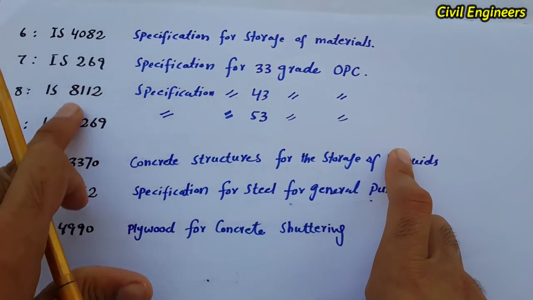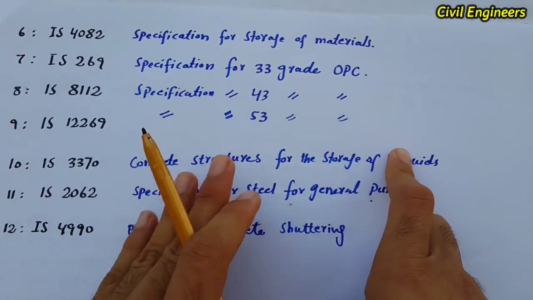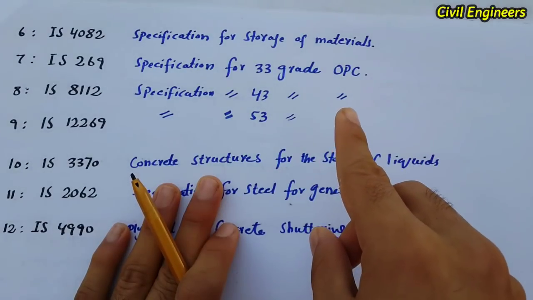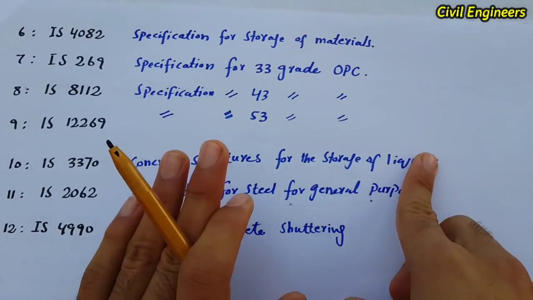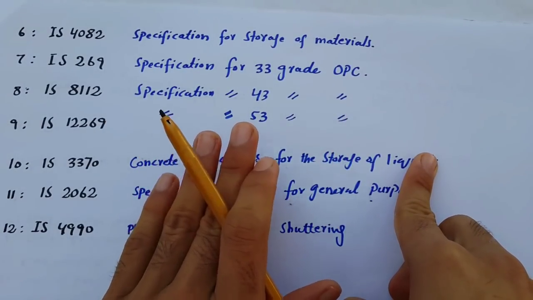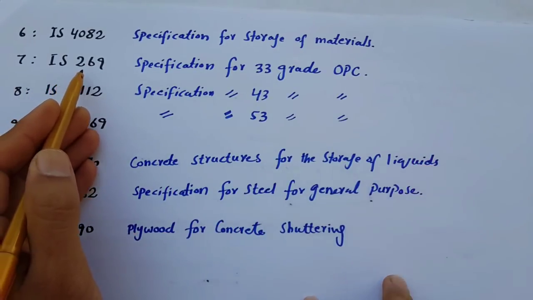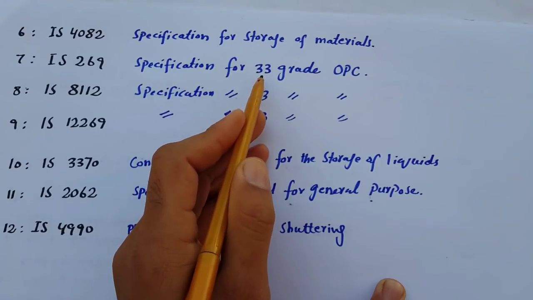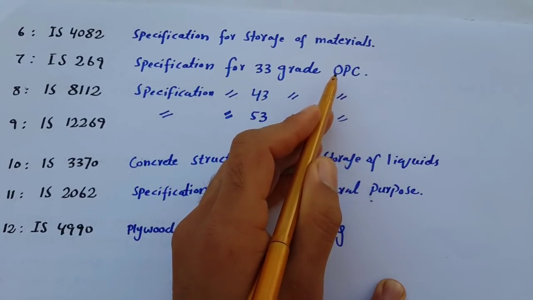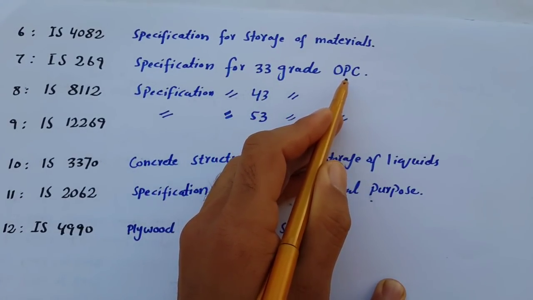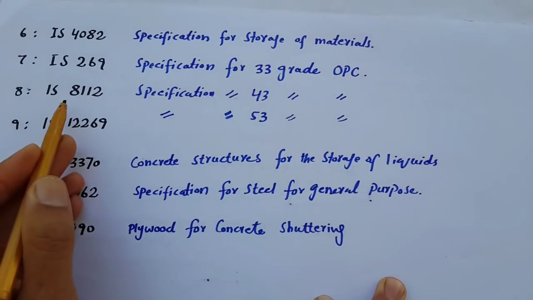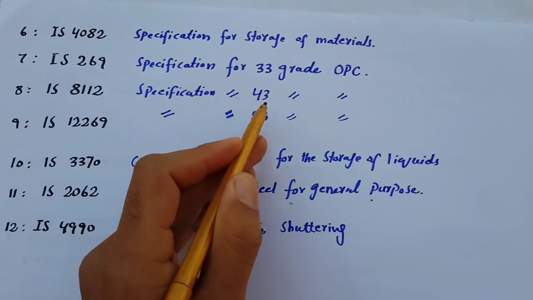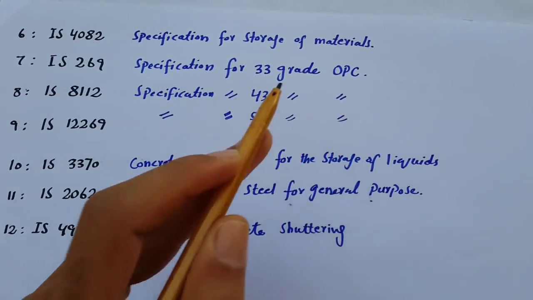So you have to learn all these codes by heart. If you are a site engineer or any engineer in the civil field, you have to learn these codes. Without these codes we can't do our work properly. Then IS 269, the specification for 33 grade OPC, ordinary Portland cement. And IS 8112, the specification for 43 grade OPC.